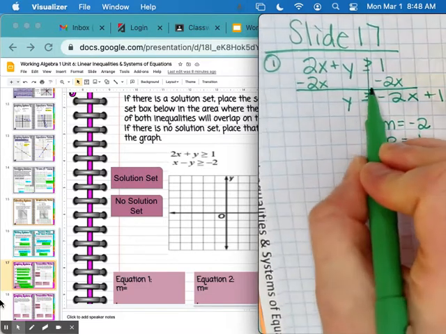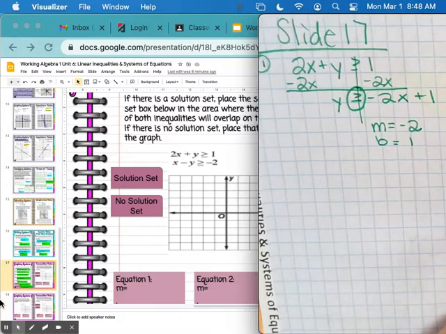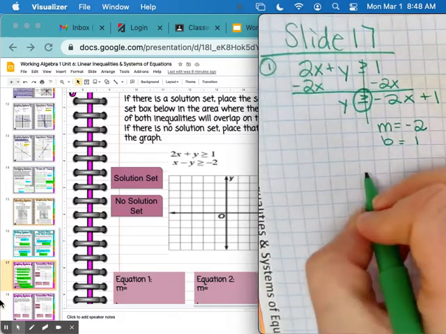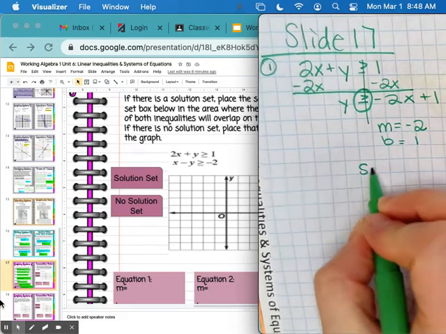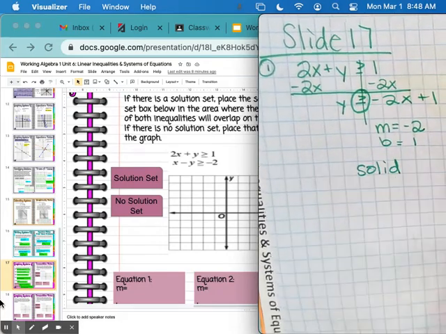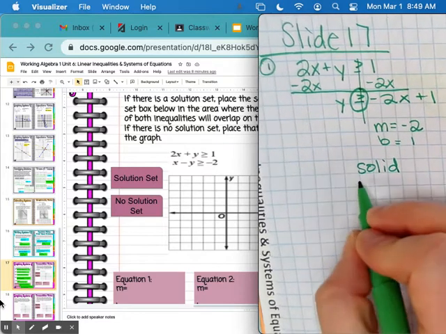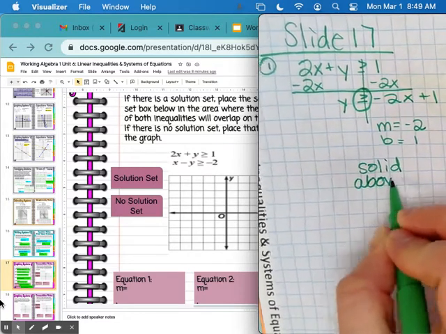And also this symbol is going to mean, is it solid or dashed? Solid. And then it's greater than, so how's it going to be shaded? Up. So above the line.